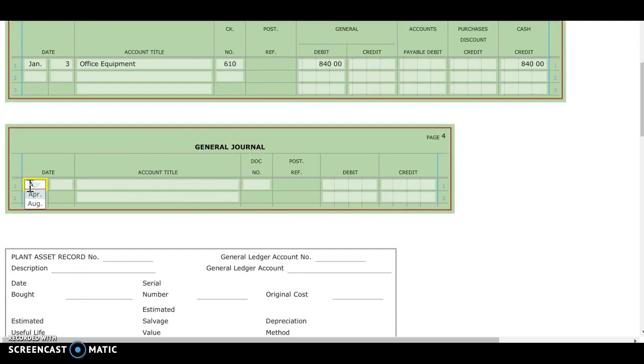So April 5th. And a conveyor table is going to be warehouse equipment. And that's going to be document M67. And we're going to debit that for the $1,800 and we'll credit then accounts payable, Packing Systems for $1,800.